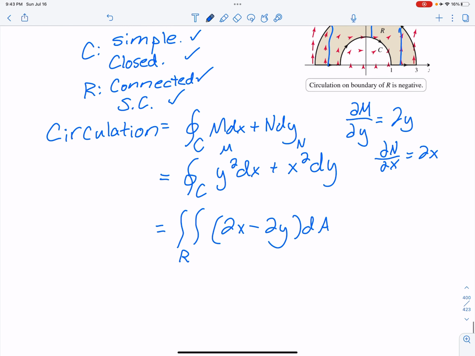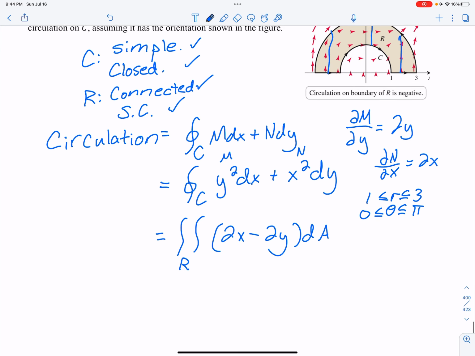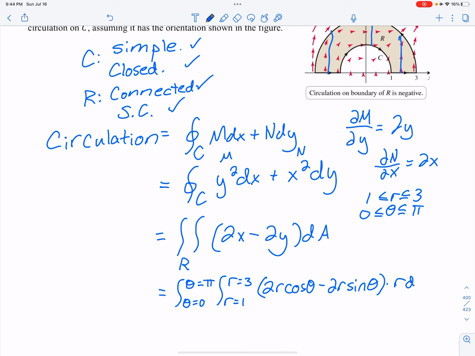If we look at that annulus to describe r and theta, it's not hard to do. r goes from 1 to 3, and theta goes from 0 to pi. So we have theta from 0 to pi, and r from 1 to 3, and then we get 2r cosine theta minus 2r sine theta, and then we introduce the polar factor, so it's going to be times r dr d theta.